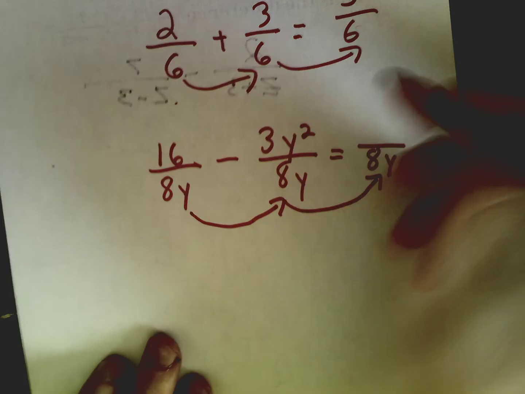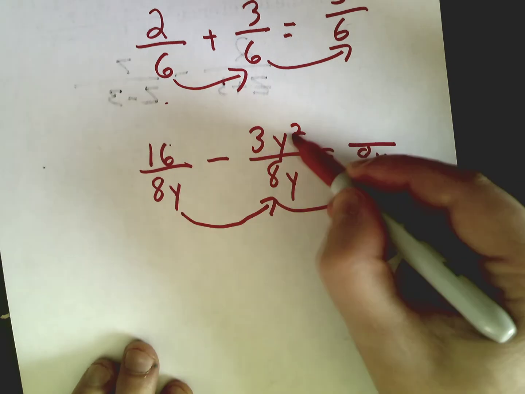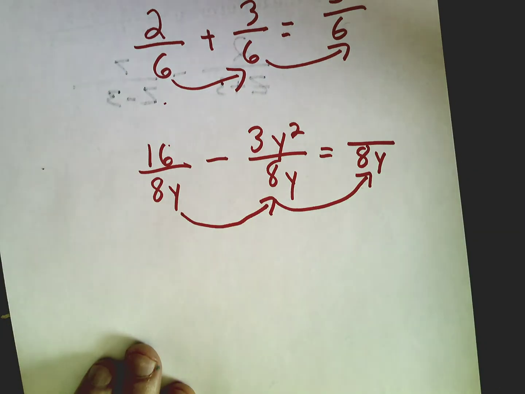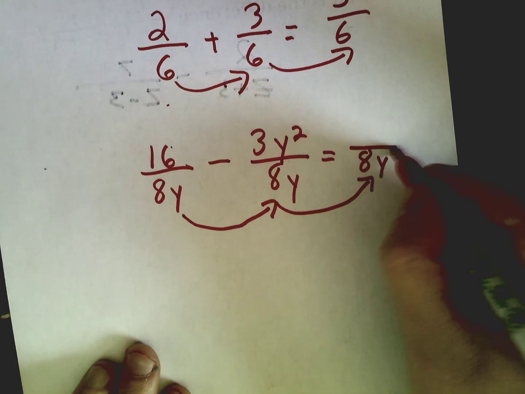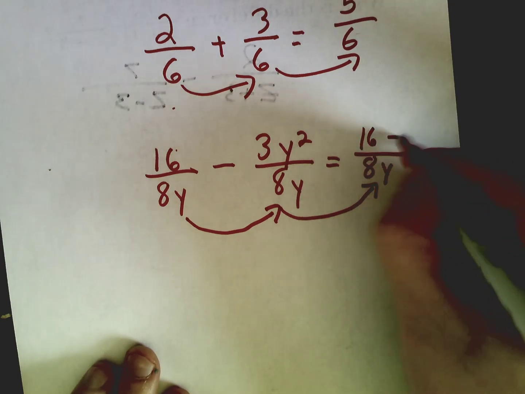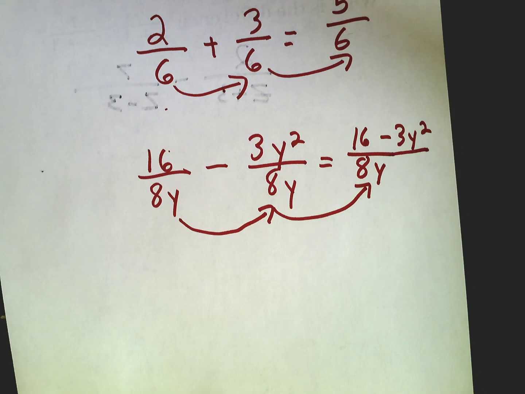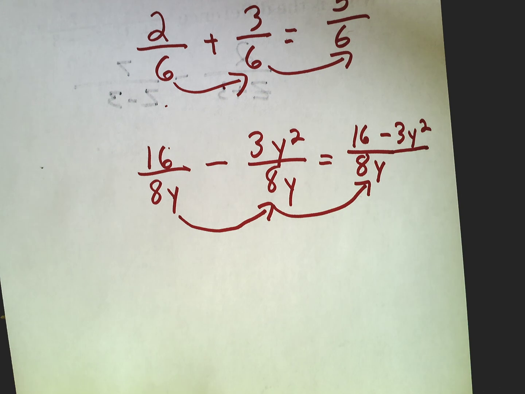Now the tricky part of this one is when I go to subtract, I have to recognize the 16 and the 3y squared are not like terms. So I'm just going to write 16 minus 3y squared, because I really can't subtract them together. And that's the answer: 16 minus 3y squared over 8y. Can't do anything else about this. You just leave it be.